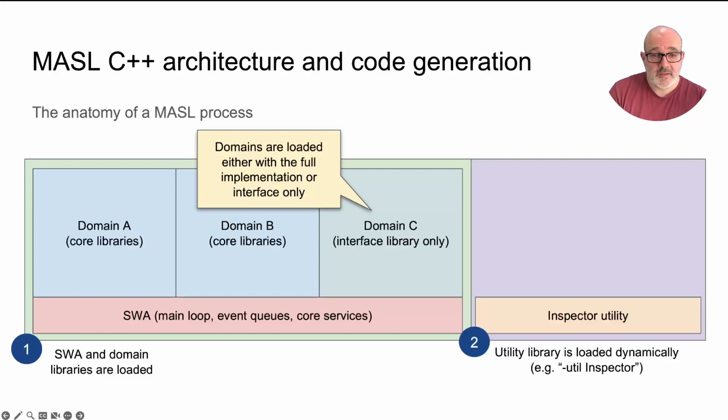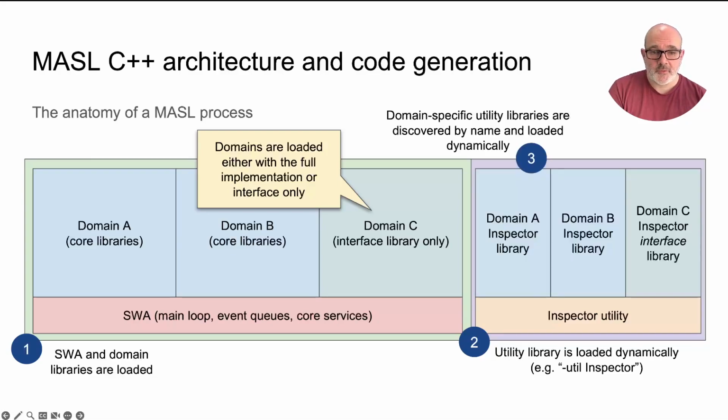Then utility domains are loaded at runtime depending on which command line parameters are specified at startup. So in this case, the inspector utility has been specified with -util inspector, and the main inspector's library is loaded dynamically at startup. And in turn, this loads the libraries it needs for the domains or interfaces included in the process.